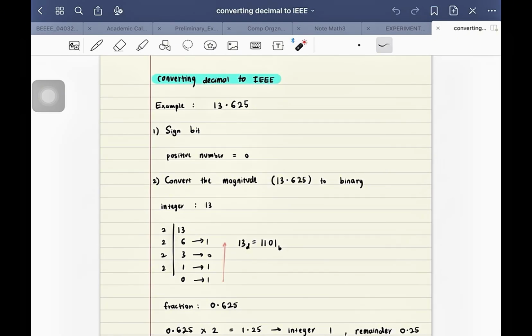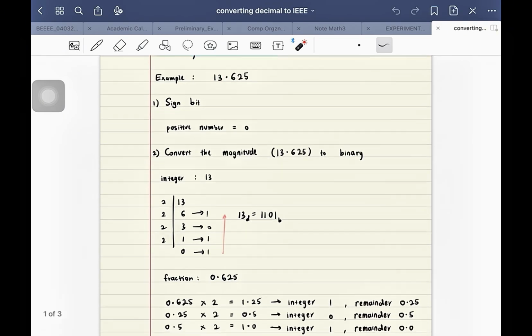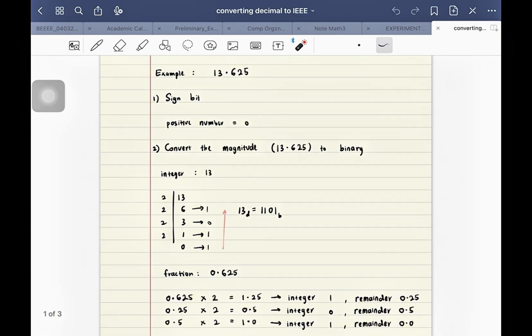For this example, we have 13.625. First step, we must determine the sign bit. A positive number is 0 and a negative number is 1. For this example, we have a positive number, so it is 0. Then for the second step, we must convert the magnitude of our number to binary using the repeated division method.